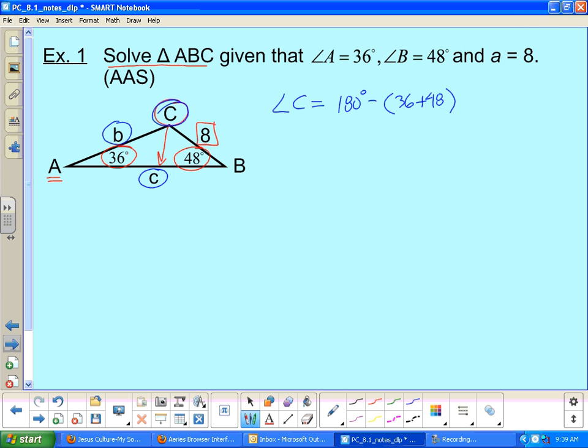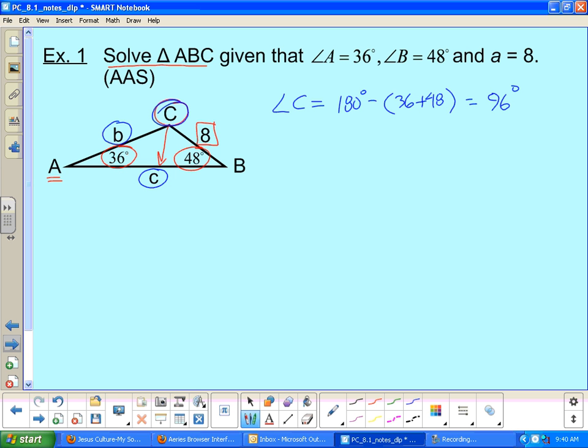And 36 plus 48 is 84. And so 180 minus 84 is 96. So there's one of my unknowns. I now know angle C is 96 degrees. So really now what I have is angle, angle, angle, side.